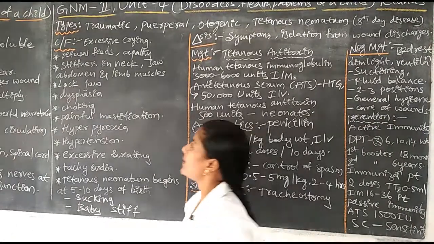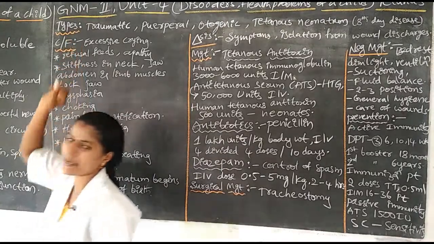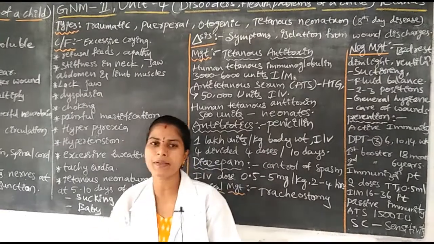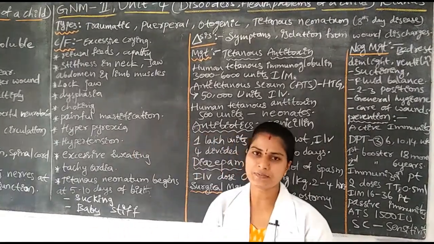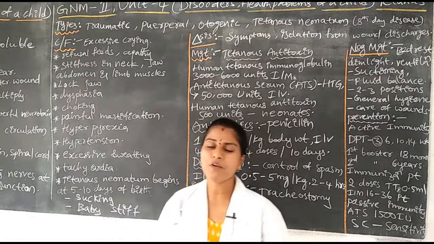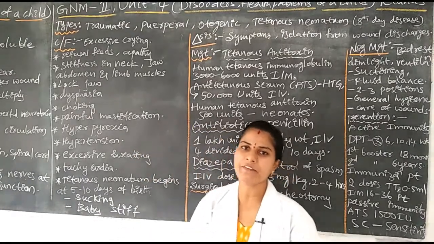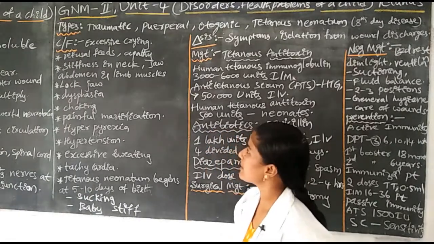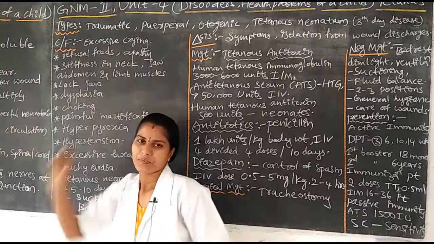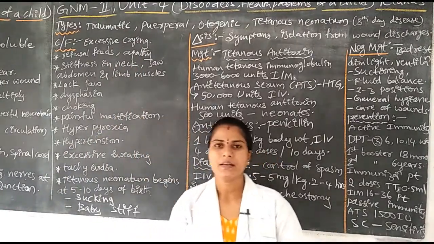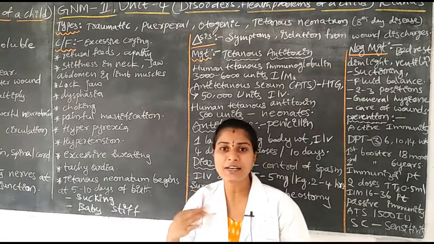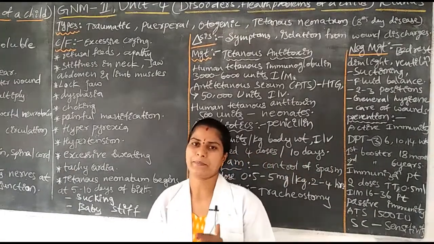Next, what are the clinical features? Once human beings or children are affected by the communicable disease tetanus, what symptoms do we identify? The child will be excessively crying. Excessively crying, there is no reason, but the child is continuously crying.